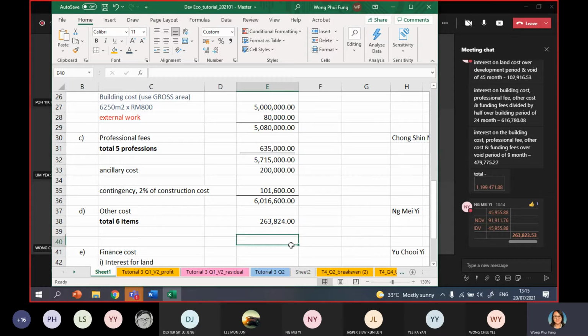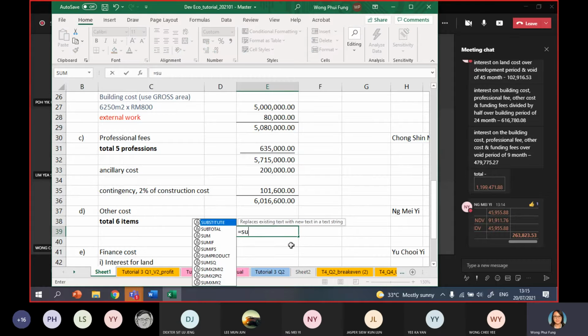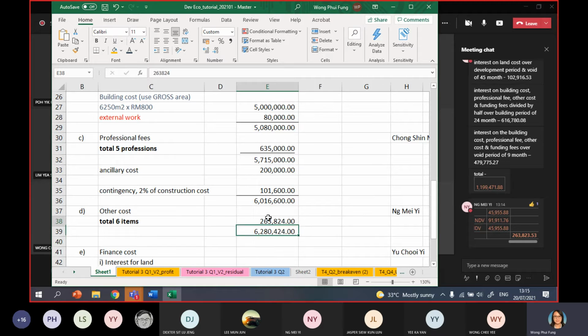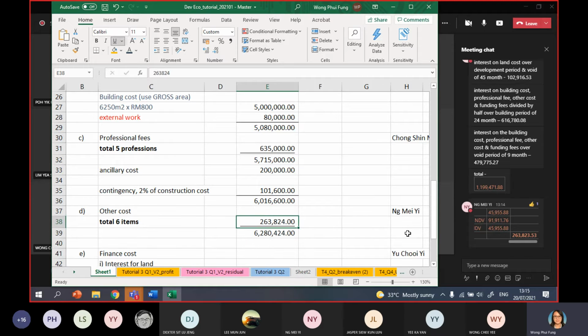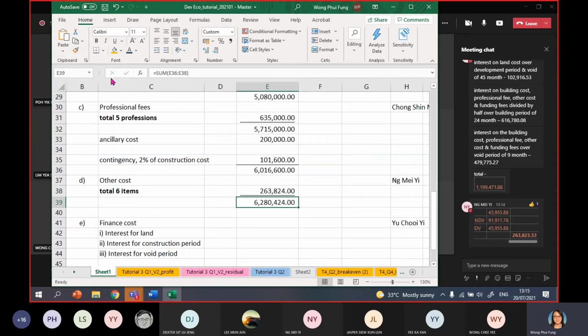Okay, so you sum up everything together with the previous one. After you get the other cost here, you can sum up with the previous figure. Then you get this figure. Okay, this figure is very important.